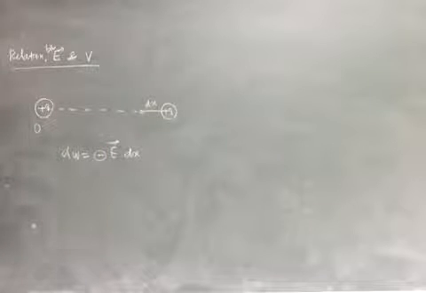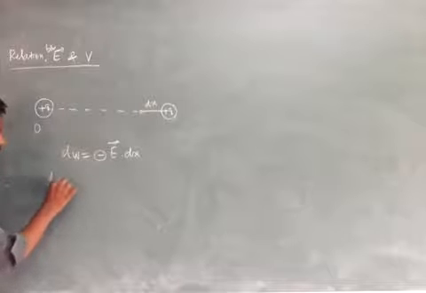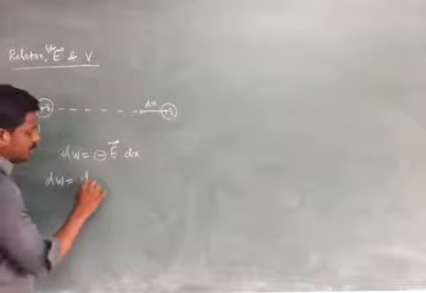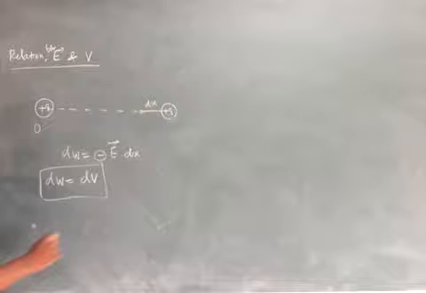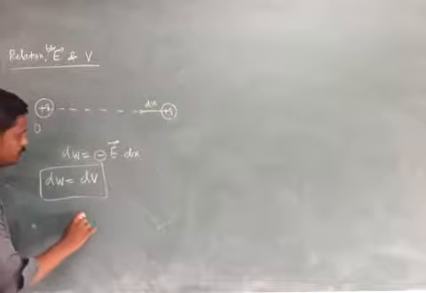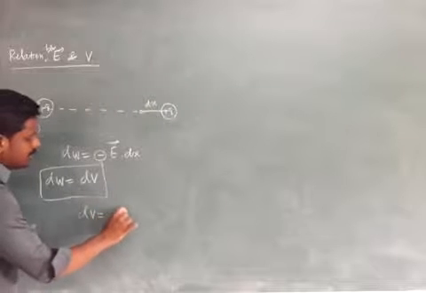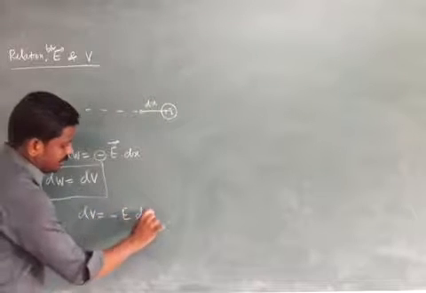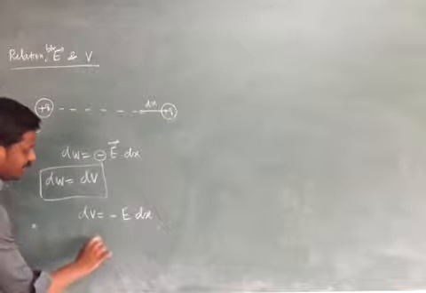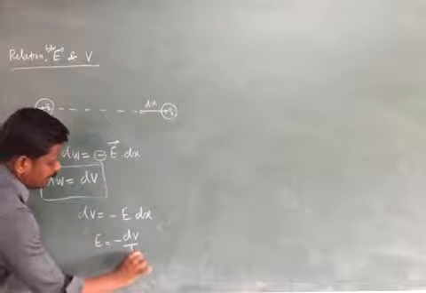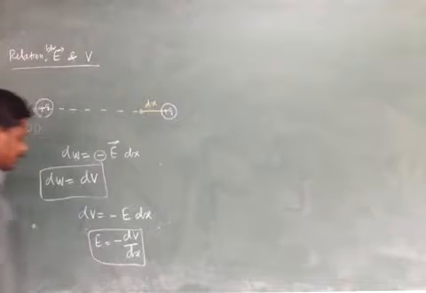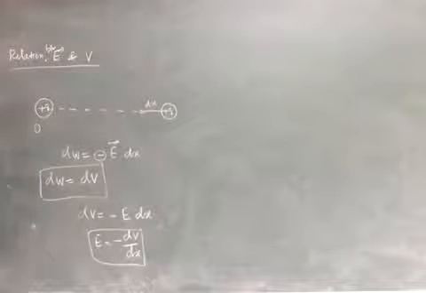So that work done is stored as potential difference. So instead of dW, we use dV equal to minus E dx. So electric field E is equal to minus dV by dx. Simply, we get electric field E equal to minus dV by dx.